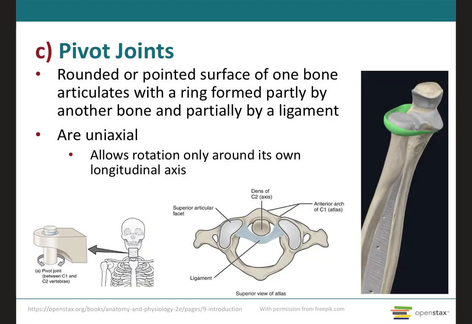Here we have the pivot joint, which is going to be formed by either a rounded surface, in the case of the head of the radius, or a pointed surface, in the case, for example, of the dens of the axis.